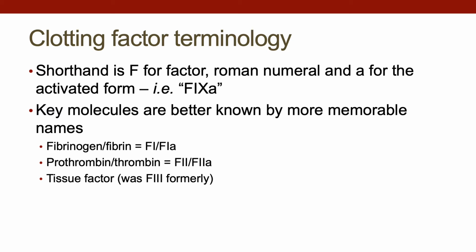Factor 1 is the same as fibrinogen, and its activated form is fibrin. Factor 2 is prothrombin, and its activated form, factor 2a, is thrombin. And tissue factor was formerly known as factor 3, although that isn't used anymore.